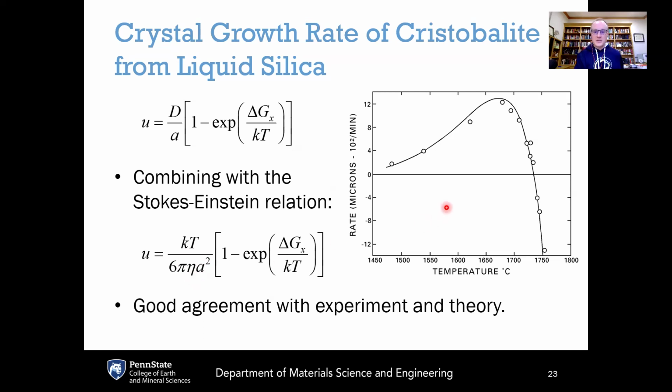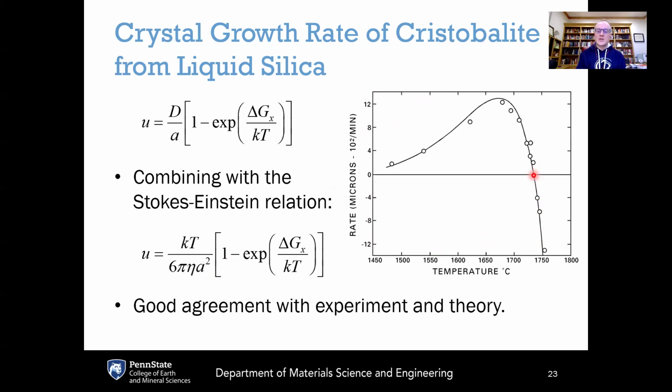And this is an example that actually shows quite good agreement with this description of the crystal growth rate in terms of the viscosity. This is for the crystal growth rate of cristobalite from liquid silica. This shows the rate of crystal growth as a function of temperature. The melting temperature is where the crystal growth rate is 0. If we are at temperatures above the melting temperature, this is where we have a negative crystal growth rate because the crystal is melting at temperatures higher than Tm.